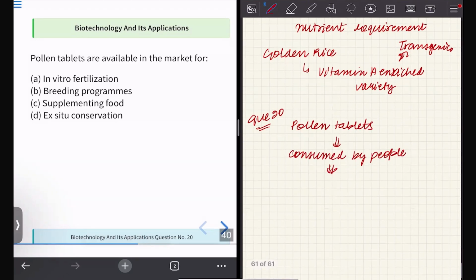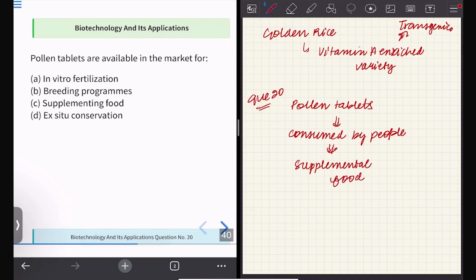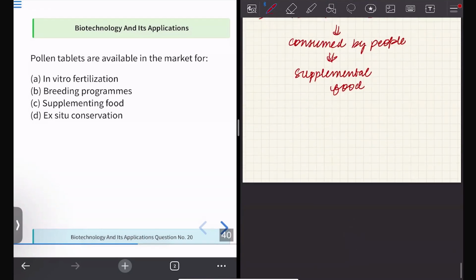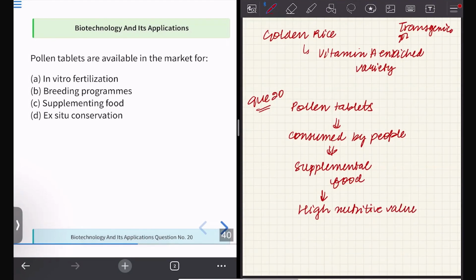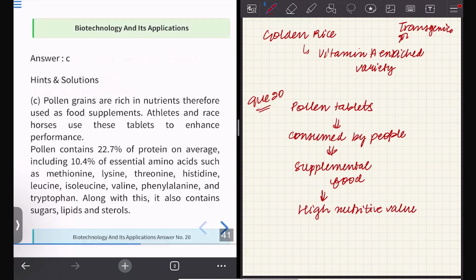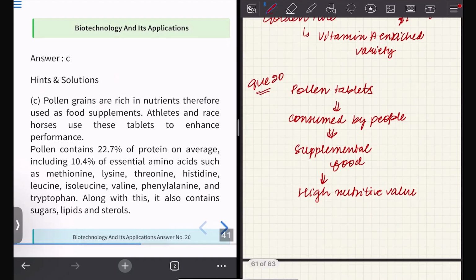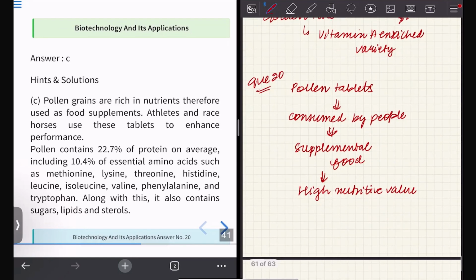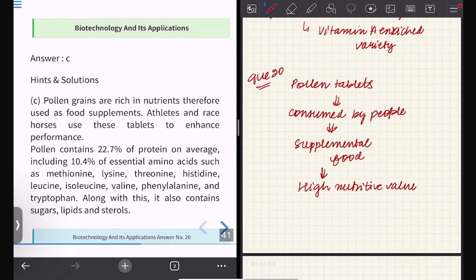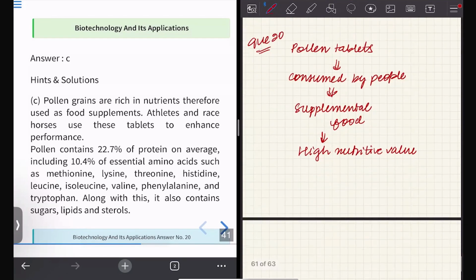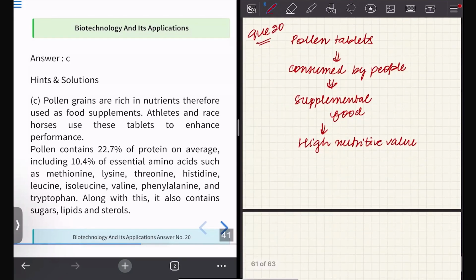Because they can act as a supplemental food. Pollen tablets are of high nutritive value, so they act as supplemental food. Pollen grains, being rich in nutrients, are used as food supplements. Athletes and race horses use these tablets to enhance their performance. Pollen, on average, contains 22.7% of protein.